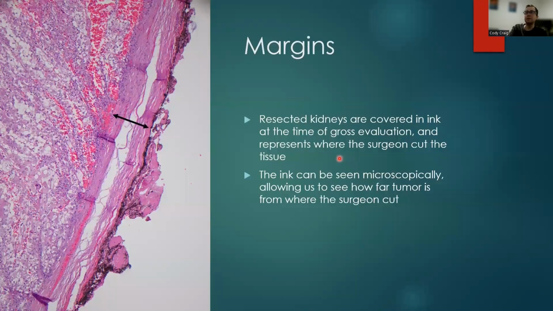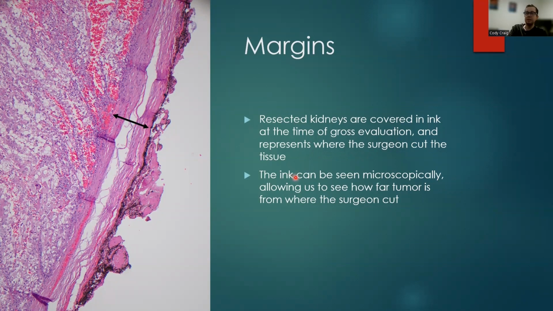All right, so margins. So this goes back to when I mentioned why we ink the outside of the kidneys when we first receive them. And so resected kidneys are always covered in ink at the time of gross evaluation. And so that is our visual representation of where your urologist made the cut in your body to remove that kidney. So you can think of it wherever a knife touched, we put ink on it. And so we do that because if there's tumor touching that ink, then we have to assume that there may be some tumor that still is left inside. And so that's what we call a margin.